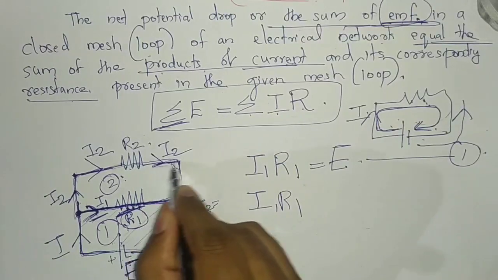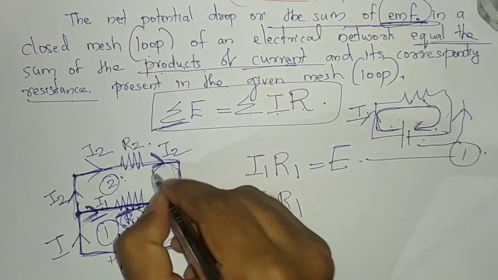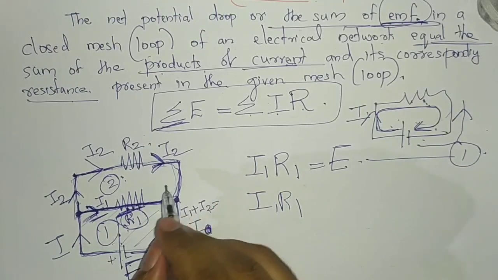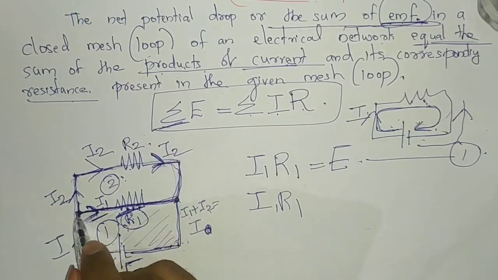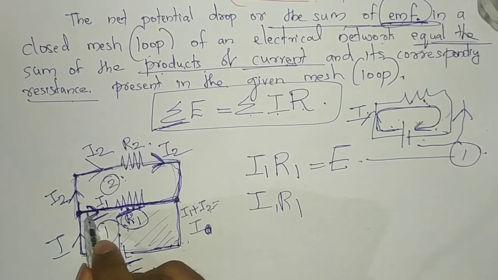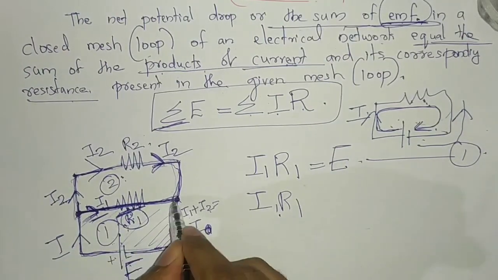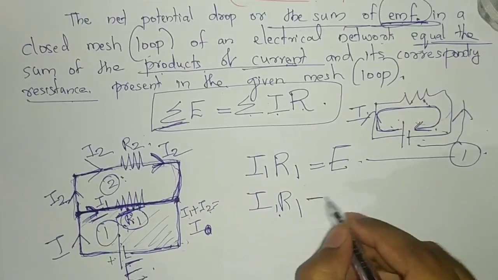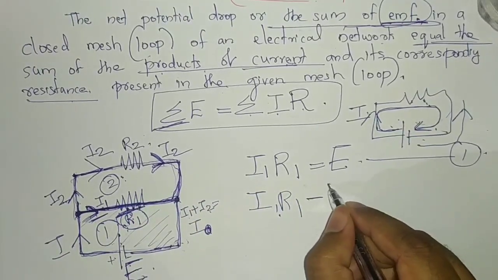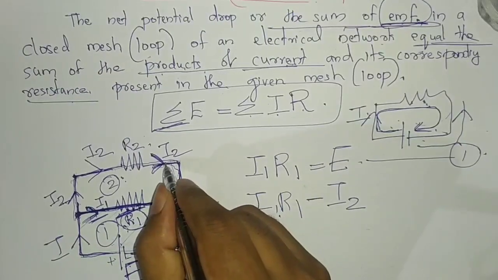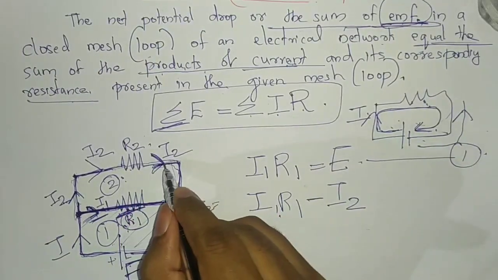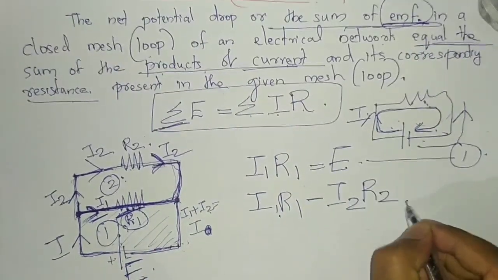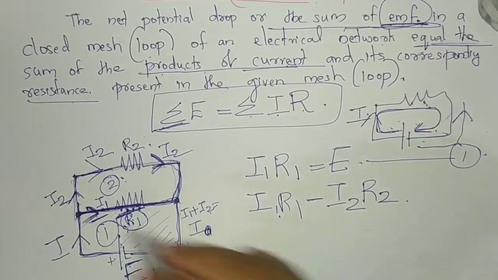Now you see. I2 is here, but look at the direction. I2 is going in this direction. That means it is just opposite to my direction of the current flow. So I1 was in the correct direction. That means I1 into R1, but I2 is just opposite to my pen direction. So it should be taken as minus according to sign convention. So I2, corresponding resistance value for current I2 is R2. So minus I2 R2.